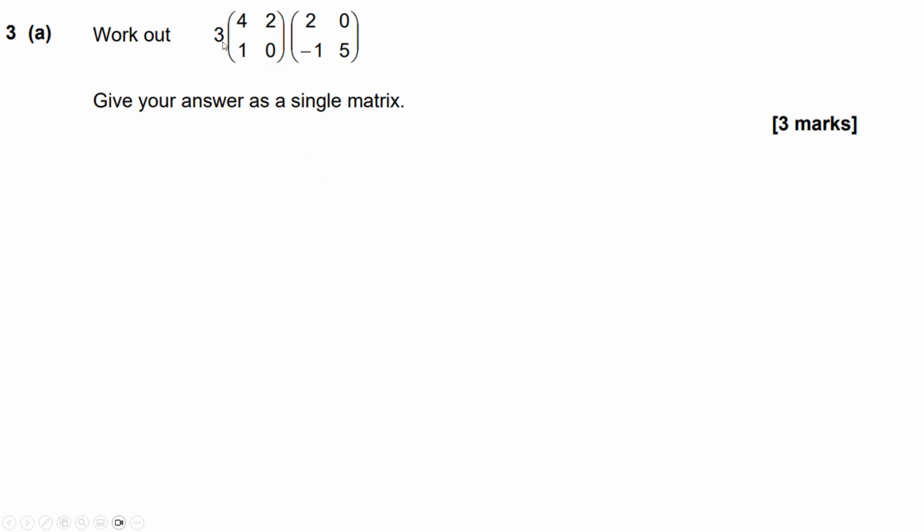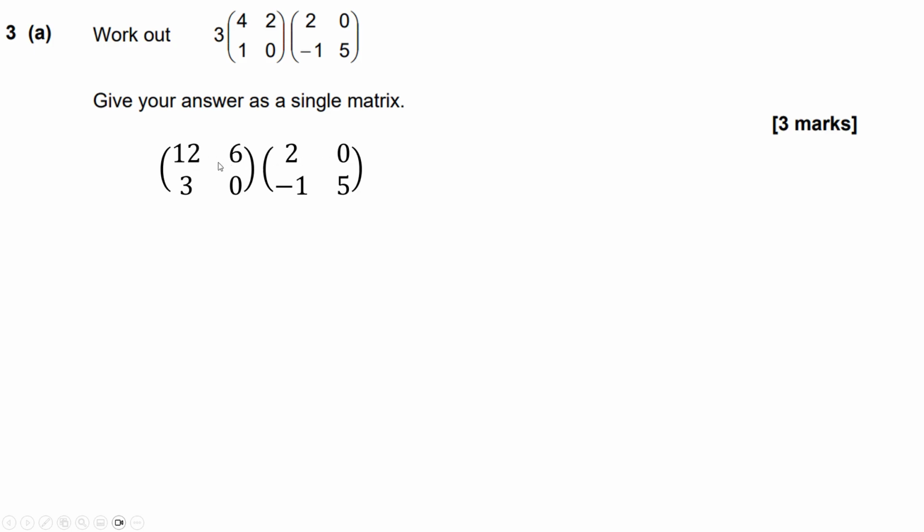Work out this, so just distribute the scalar. So here you'll have 12, 6, 3, 0. And then this just stays the same. And then just regular matrix multiplication. So you have first row, first column, and then first row, second column, second row, first column, second row, second column. So 12 times 2 is 24 minus 6, which is 18.